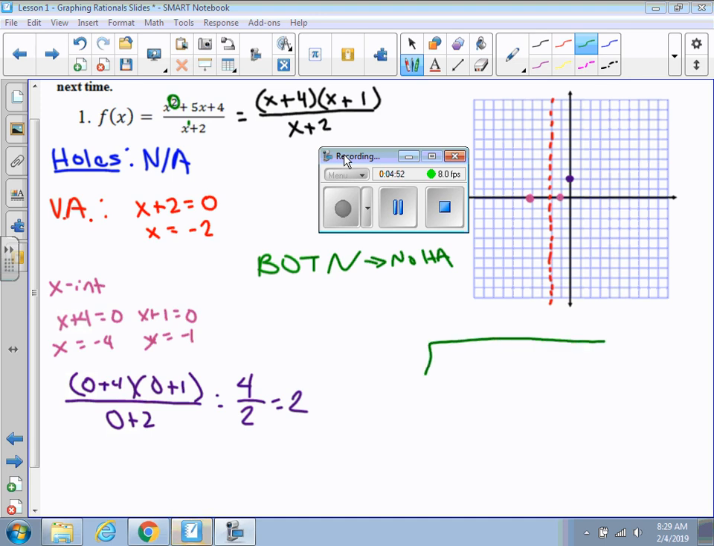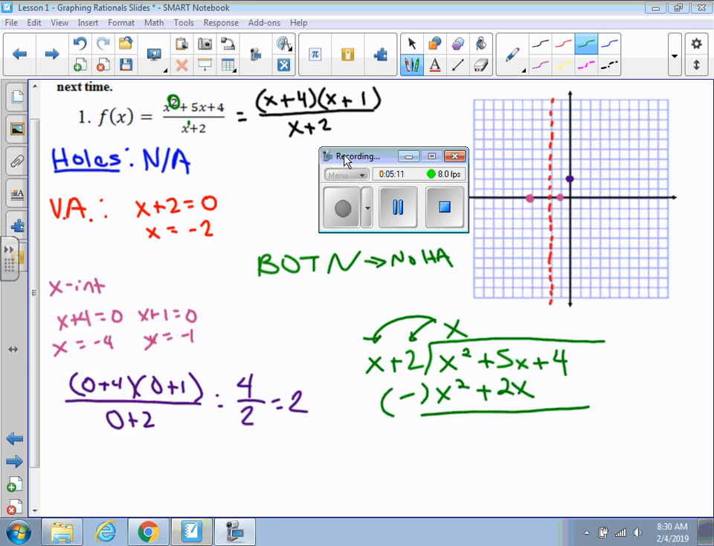Take your numerator and put that under your division symbol. We're dividing by x plus 2. Remember with long division, what do I need to multiply x by to get to x squared? I need to multiply by x, and then we multiply. So we have x squared plus 2x, and now we subtract. These cancel, we're left with 3x plus 4. We'd have to multiply x by 3, distribute. You get 3x plus 6, and now we subtract. These cancel, and I'm left with a remainder of negative 2.